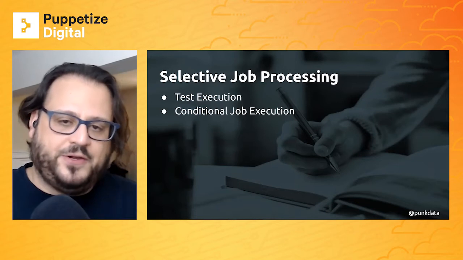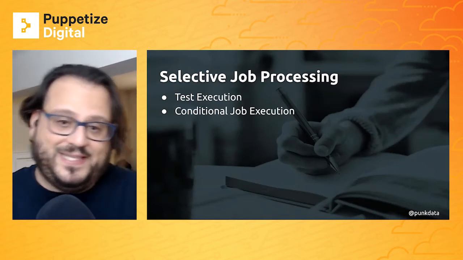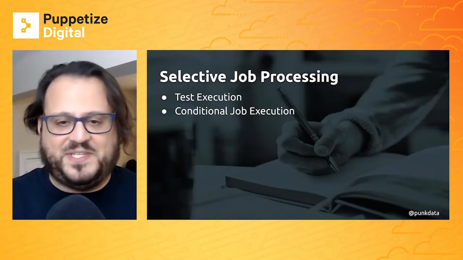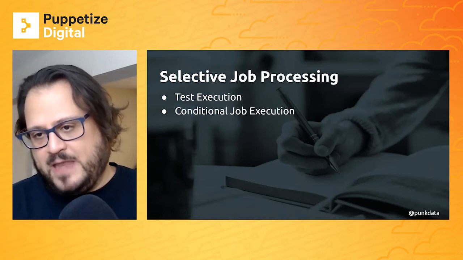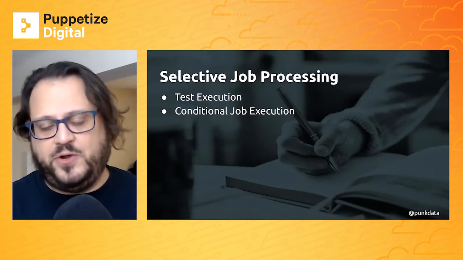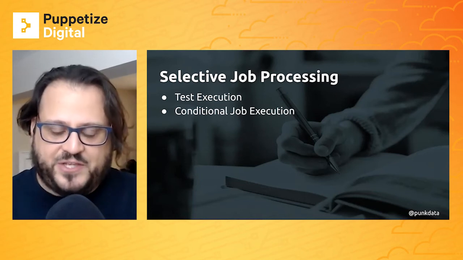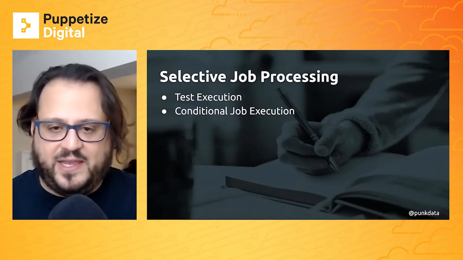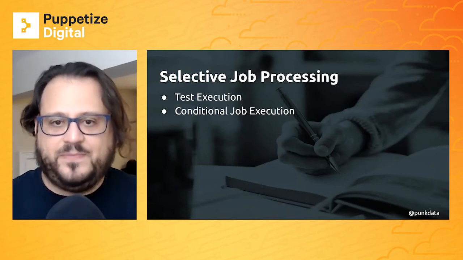Selective job processing. Look at how you're executing tests. When you're executing tests, make sure that it makes sense to execute those tests at specific stages of your pipeline. Also look at how your pipelines are running, right? So create or at least analyze them for conditions and make sure that you're running them appropriately at appropriate times within your pipeline and your processes.